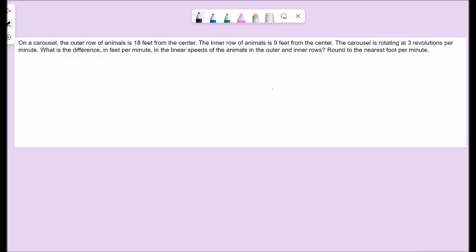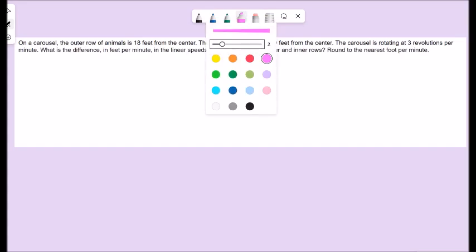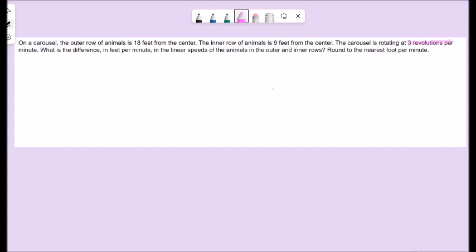All right, let's look at a slightly trickier one. On a carousel, the outer row of animals is 18 feet from the center. The inner row is 9 feet from the center. The carousel is rotating at 3 revolutions per minute. What is the difference in feet per minute in the linear speeds of the animals in the outer and inner rows? So, first thing I want to note here is we've got 3 revolutions per minute. Okay, so we're going to be multiplying again because we're going to be finding the smaller value, like 1 revolution per minute, and then multiplying by 3.